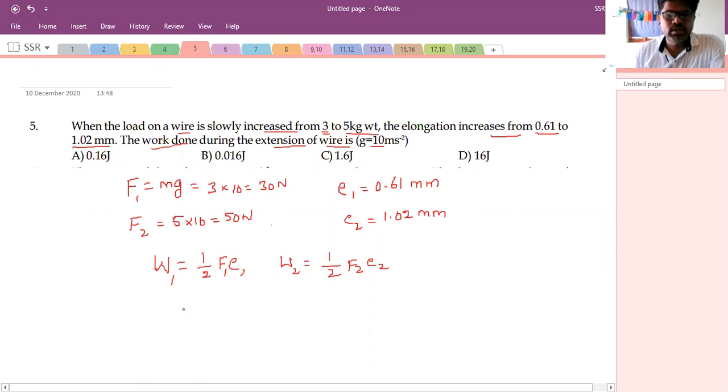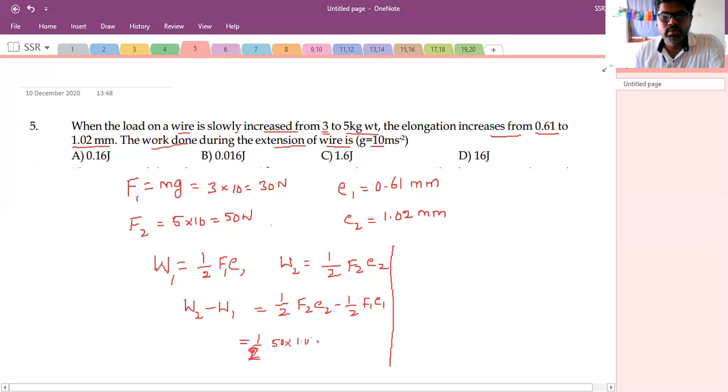Final work minus initial work, W2 minus W1, is the work done during the extension. That is 1 by 2 into F2 into E2 minus 1 by 2 into F1 into E1. So you can substitute all the values. That is 1 by 2 into F2, which is 50, into 1.02 mm, minus 1 by 2 into 30 into 0.61 mm.